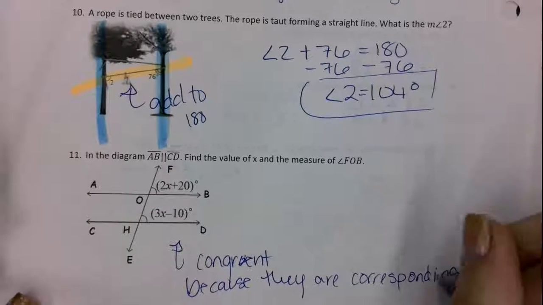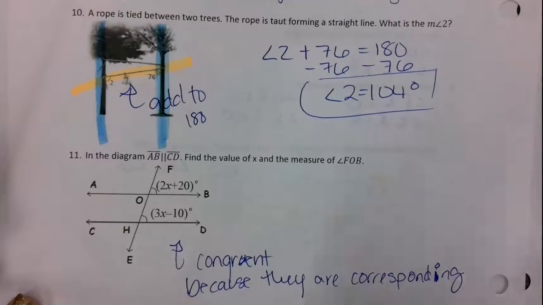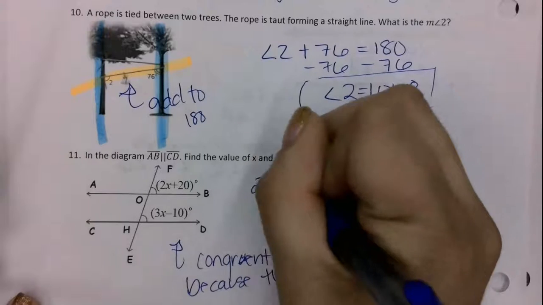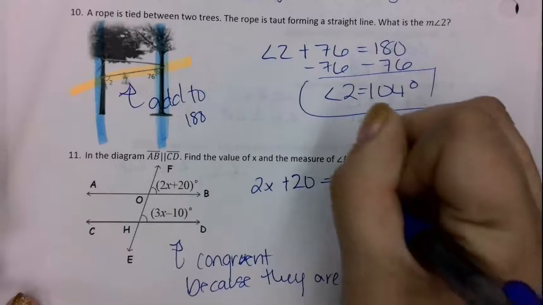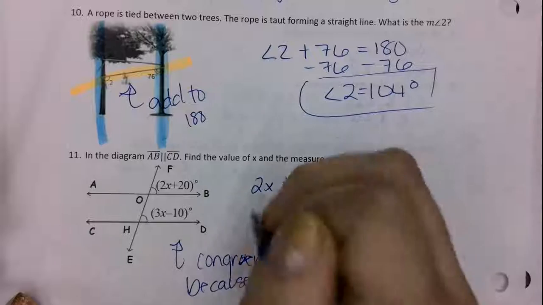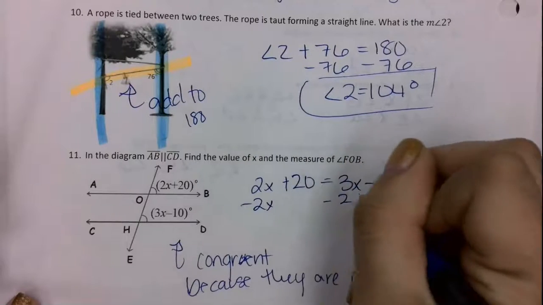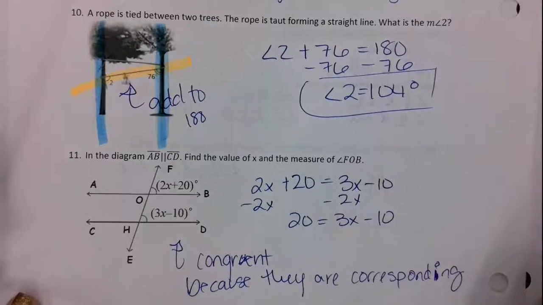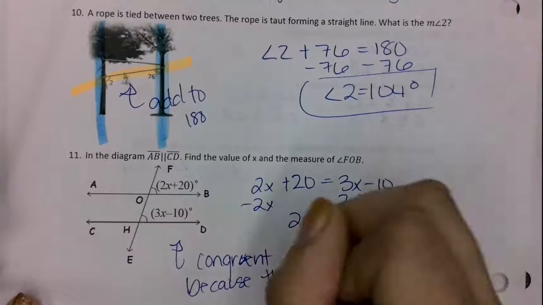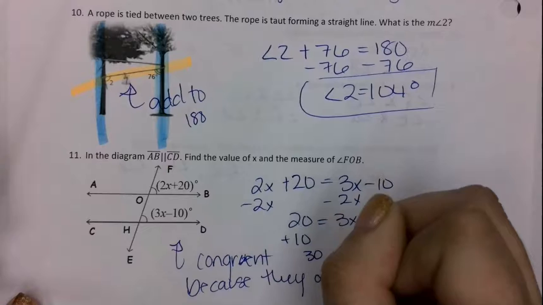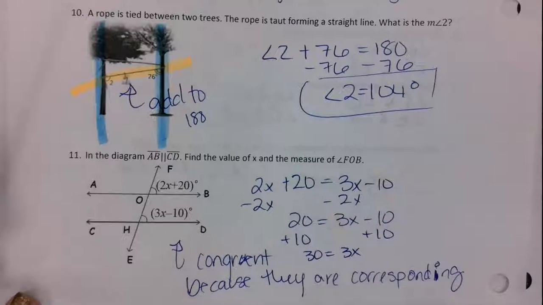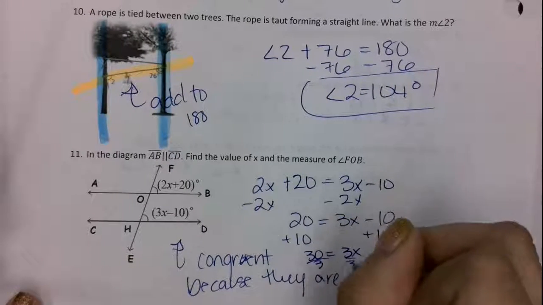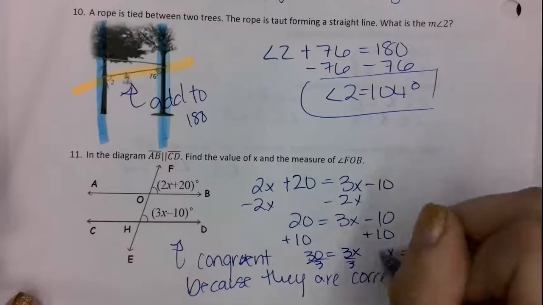Okay. Why did I do 2 i's? Yep. So I'm going to set them equal to each other. I have 2x plus 20 equals 3x minus 10. I'm going to subtract 2x on both sides. I have 20 equals 3x minus 10. I add 10 to both sides. I get 30, I shouldn't have written there, equals 3x. I divide by 3 on both sides. I get x equals 10.